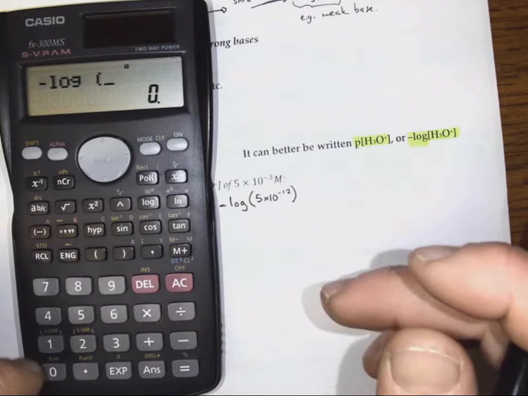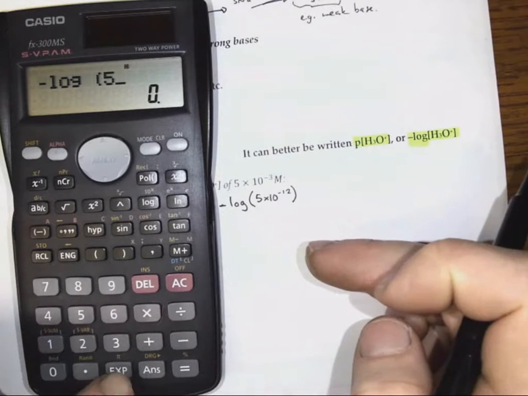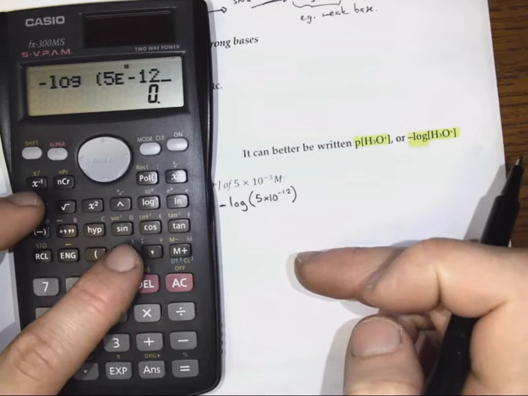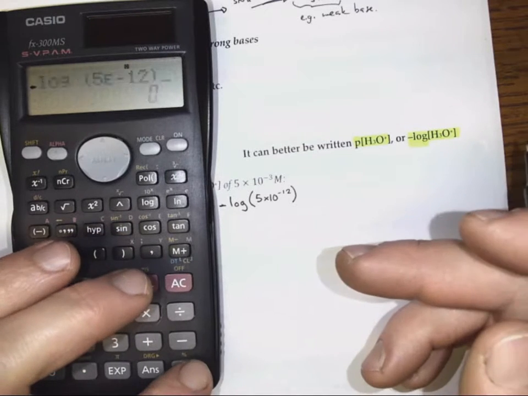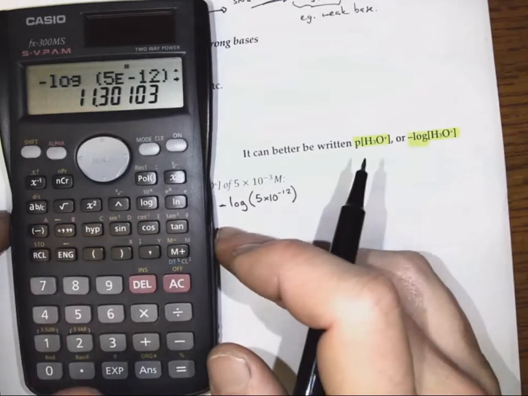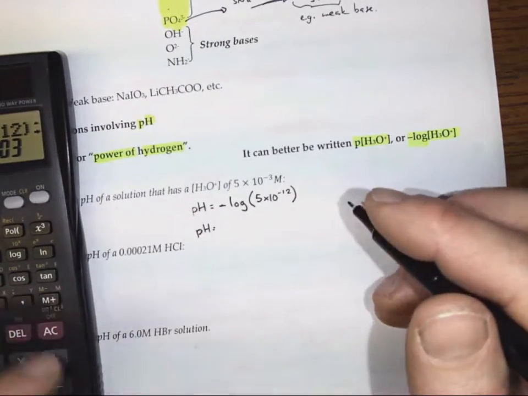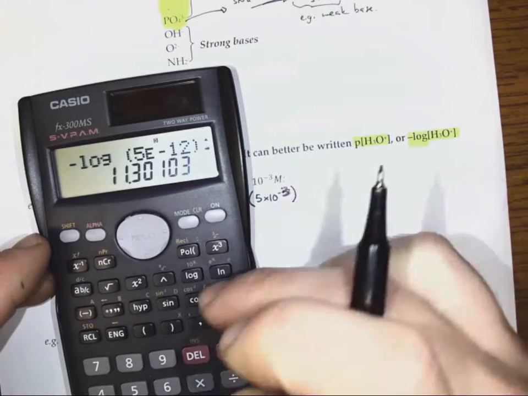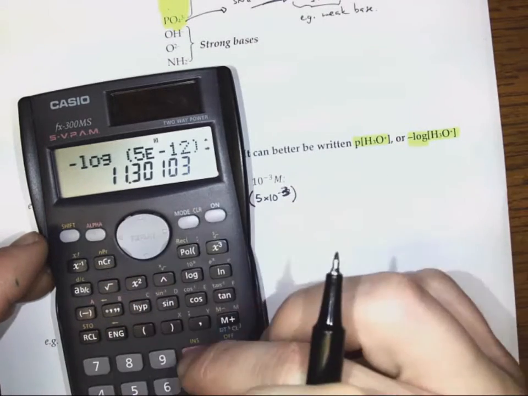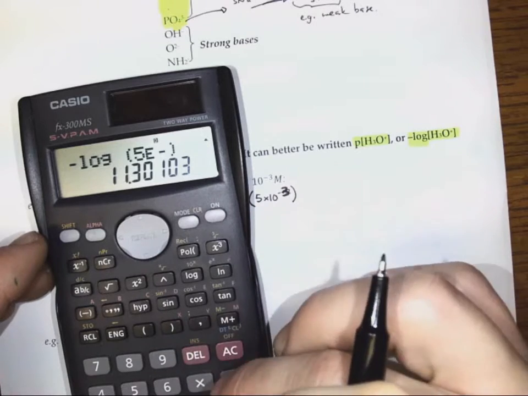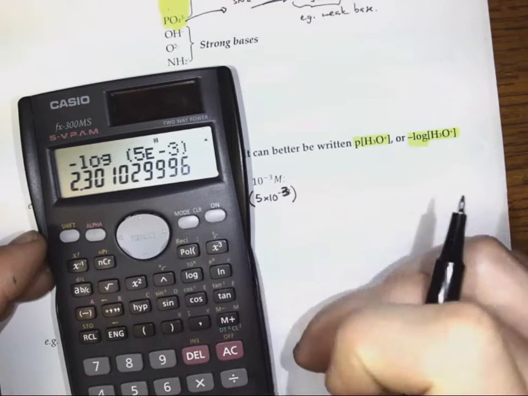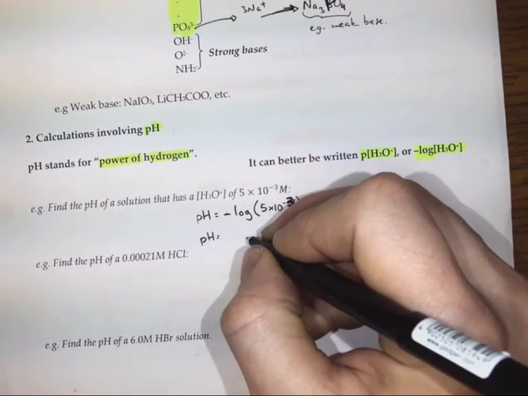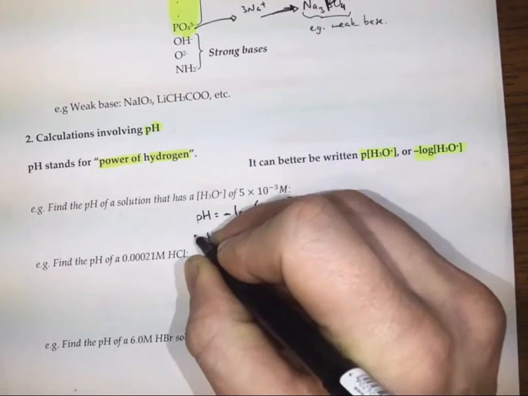And we're going to open a set of brackets and just write in our value, 5 times 10 to the power of negative 12. And we'll just get some number out of it. Oh, we get 11.3. Oh, I put 12 instead of 3. I don't know where I got 12 from. So I'm going to go back and edit that because I'm too lazy to rewrite it. And we get 3. And that should actually be 2.3. Okay, so the pH, if you have that concentration of hydronium, is 2.3.